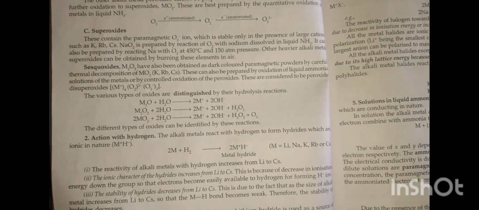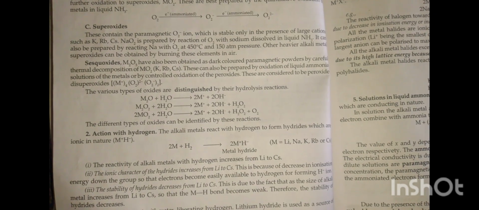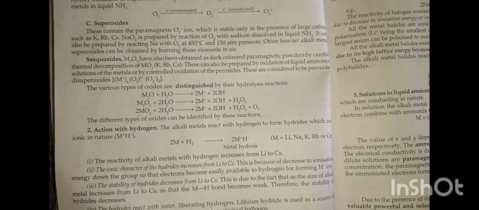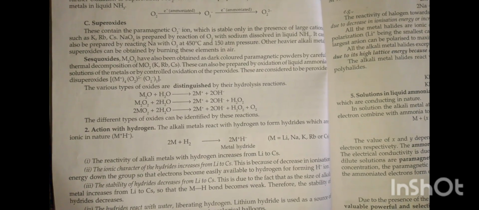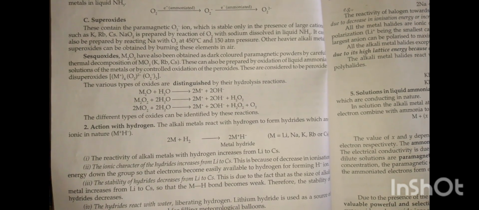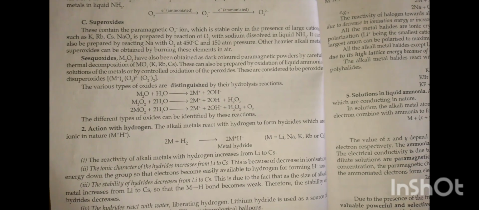Superoxides. These contain the paramagnetic O2- ion, which is stable only in the presence of larger cations such as potassium, rubidium, cesium. NaO2 is prepared by the reaction of O2 with sodium dissolved in liquid NH3. It can also be prepared by reacting Na with O2 at 450 degrees Celsius and 150 atmospheric pressure. Other heavier alkali metal superoxides can be obtained by burning these elements in air.